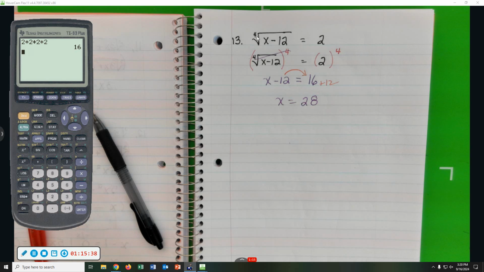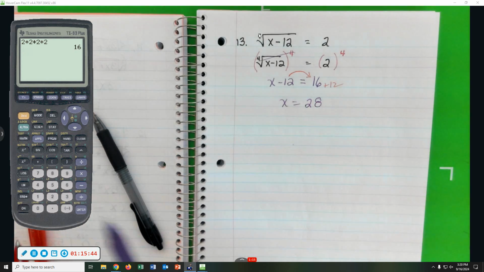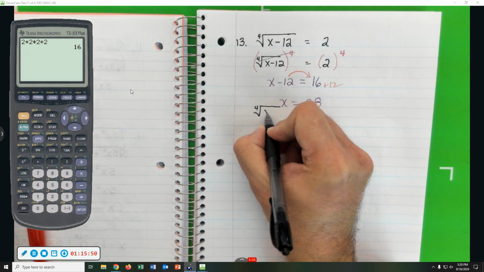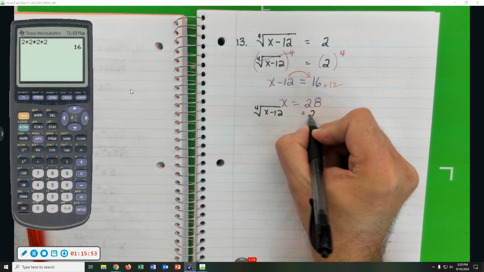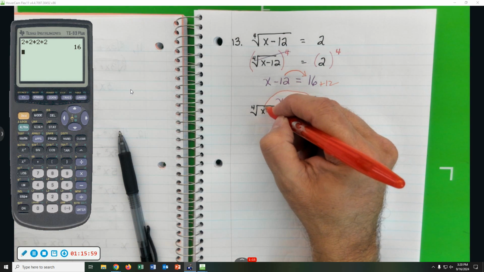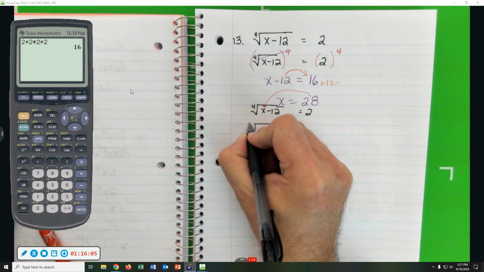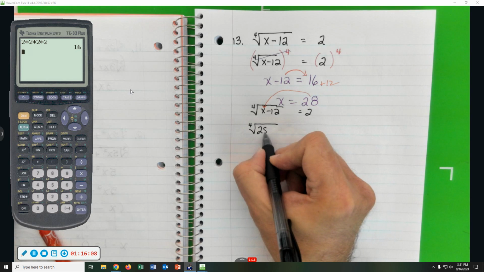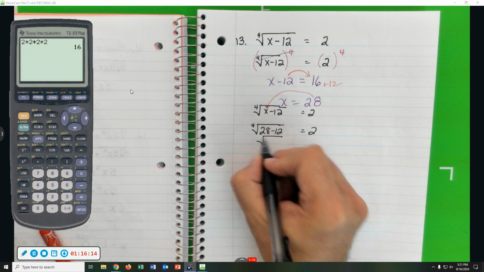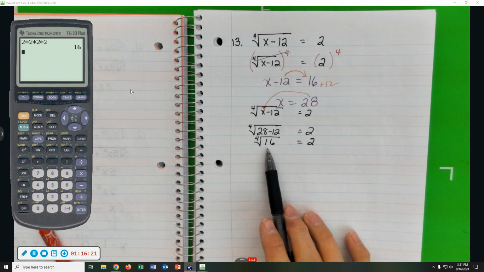Notice, here's the one with the isolated radical. It's the first time that we're plugging into the original problem to check. Let me write down what I'm plugging into: the fourth root of x minus 12, equals 2. I'm going to take this 28 and put it in place of the x. So we have 28 minus 12. Is that going to be a 16 under this symbol? Is the fourth root of 16 equal to 2?